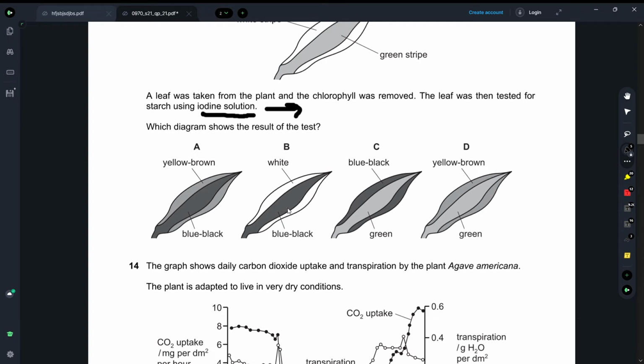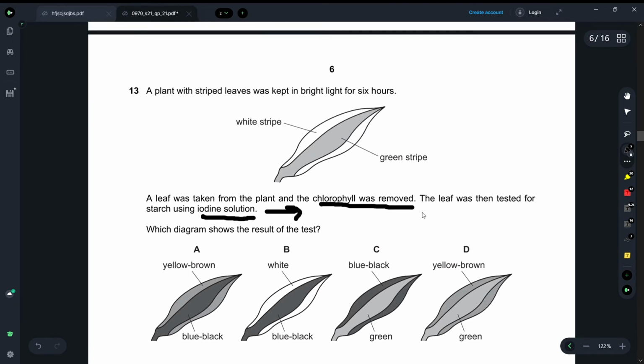Yeah, so I have a few diagrams here. It's going to be orange at first, and then it changes to a black color. I'm not sure about this one, but you guys can confirm this. But let's see what the question says. It shows the result. Chlorophyll was removed, and the leaf was tested for starch.